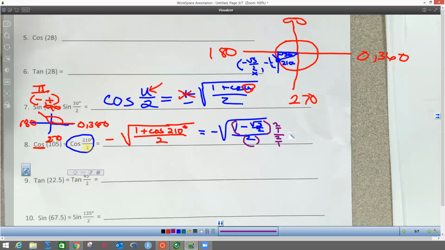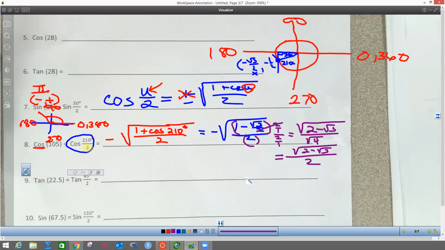This 2 times 1 is going to give me 2, and then when I take 2 times this, these 2 reduce. And I get this, and then down here in the bottom, I get 4. 2 times 2 is 4. What's the square root of 4? 2. So I get 2 minus radical 3 all over 2, and I'm done.